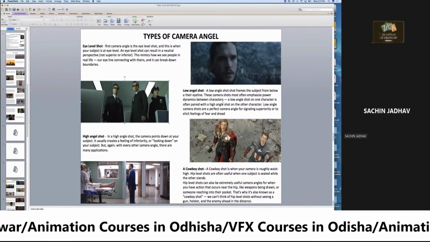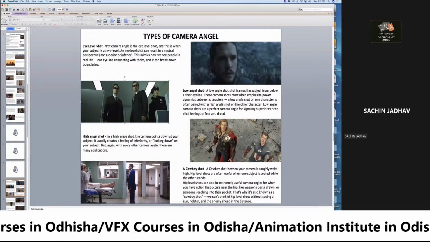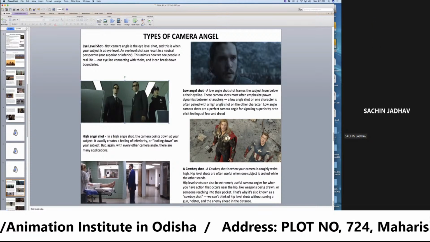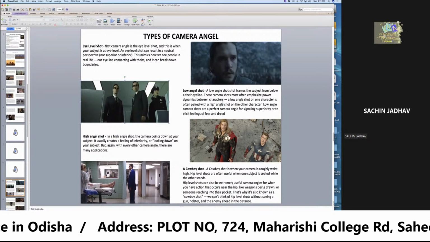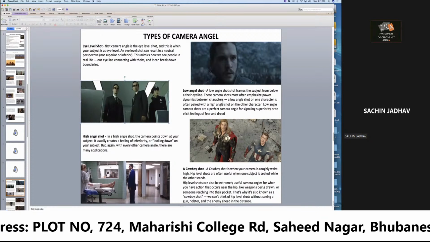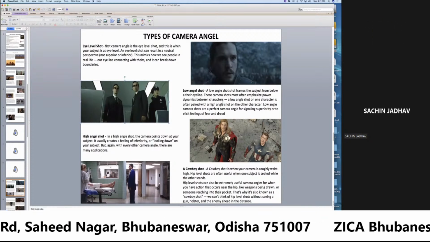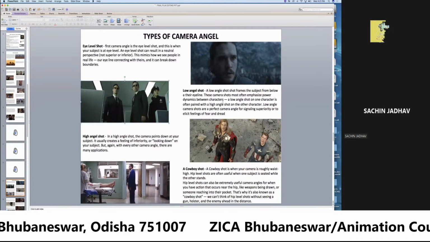This camera shot most often emphasizes power dynamics between characters, and a low angle shot on one character is often paired with a high angle shot on the other character. Low angle camera shots are the perfect camera angle for significant superiority, elite feeling, or fear or dread.